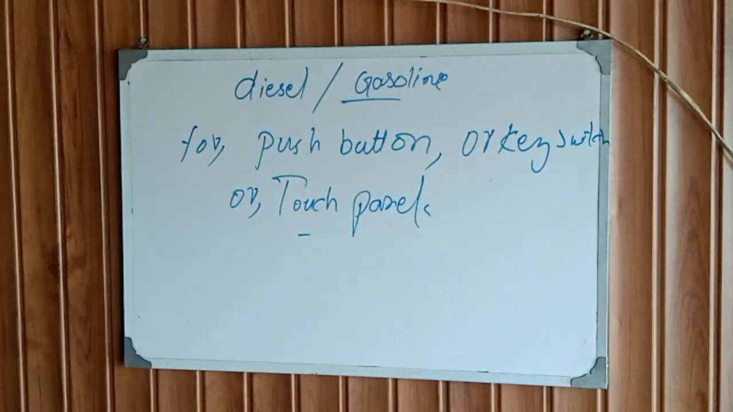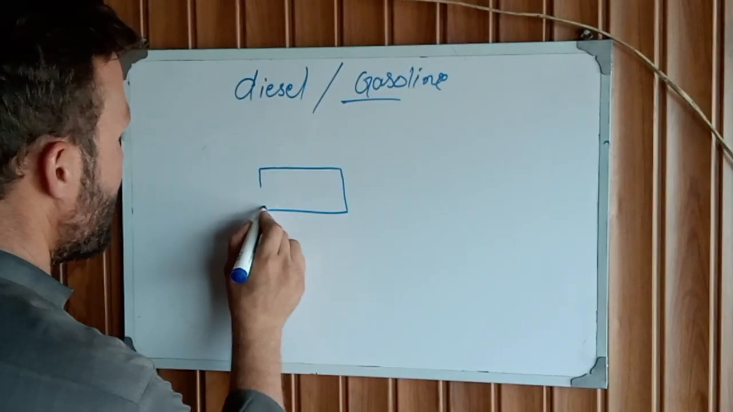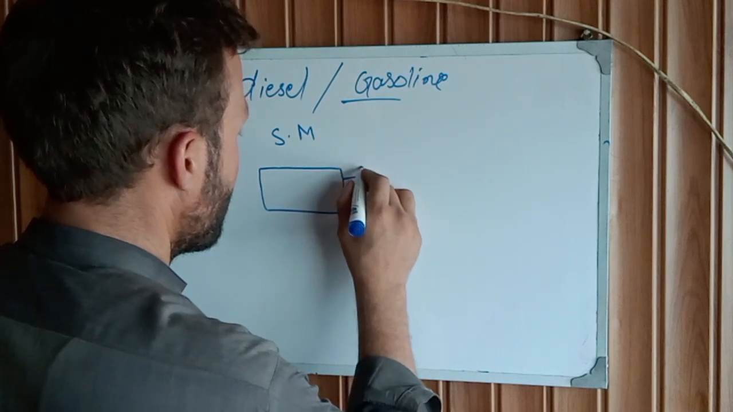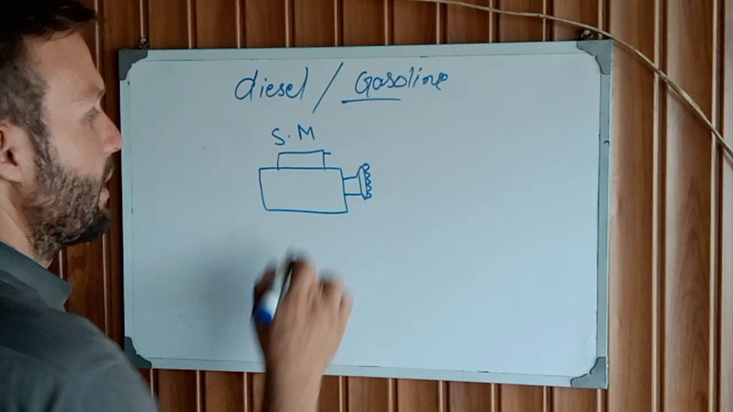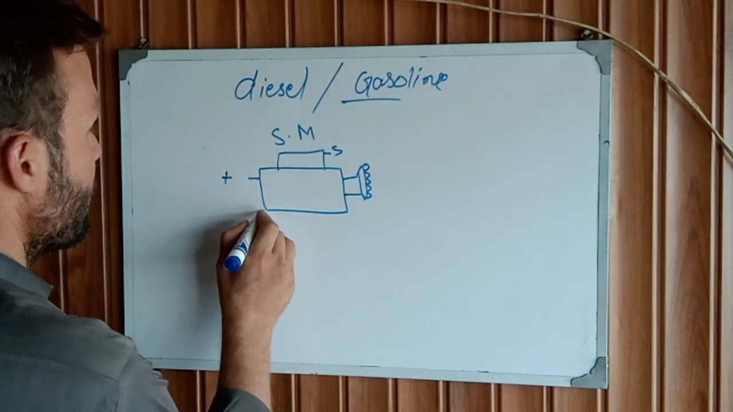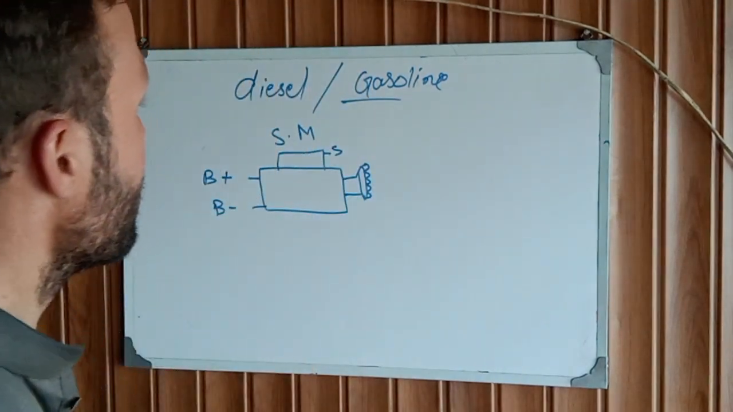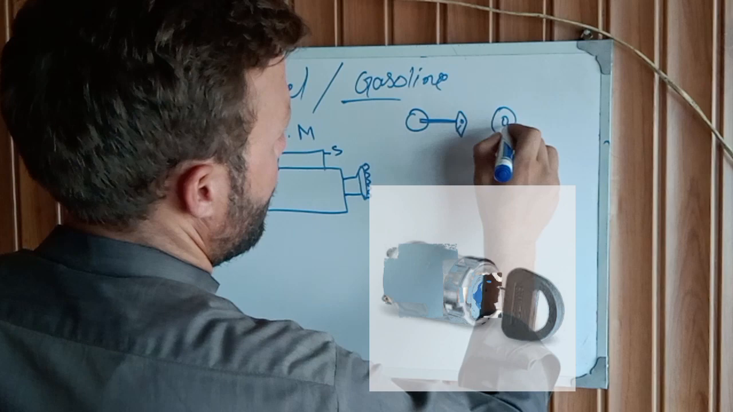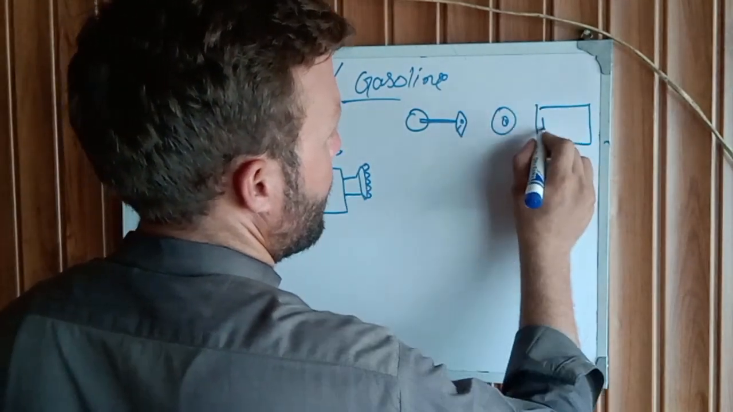I'm talking about that. This is our starter motor. This is our starter solenoid. S terminal, B positive, B negative. This is our key switch. This is our push button. This is our touch pad.